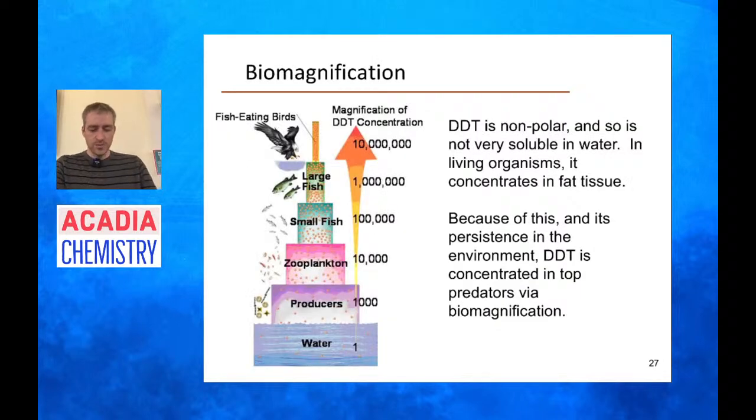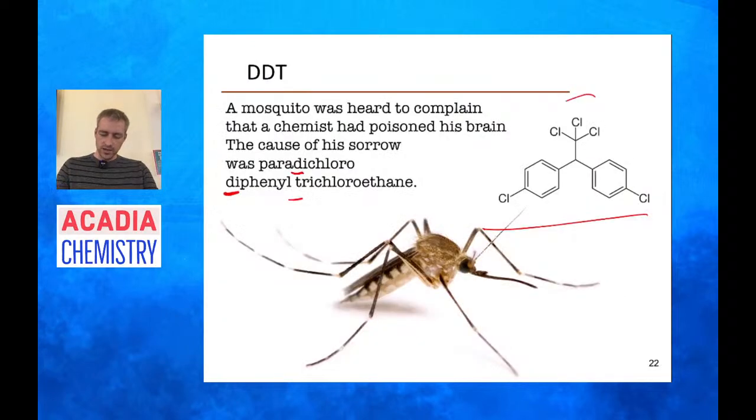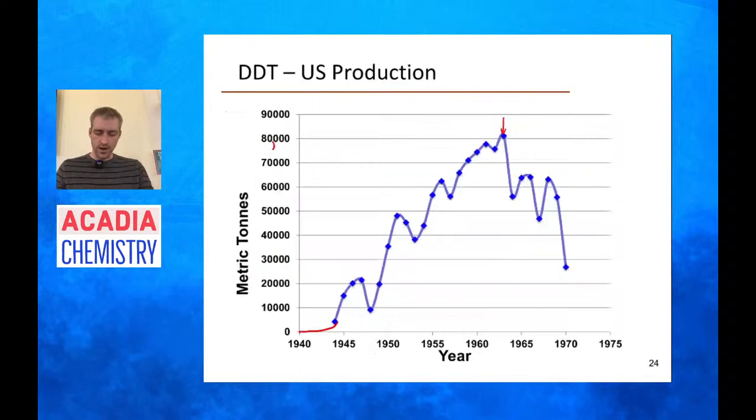All right, so one of the problems with DDT is it's very nonpolar. I'm going to go back to where you can see the structure and just look at that structure for a second. There's no OHs on this molecule. There's no NHs on this molecule. No hydrogen bonding. So this is not water soluble. It's kind of an oily material, and so it doesn't dissolve in water very well at all.